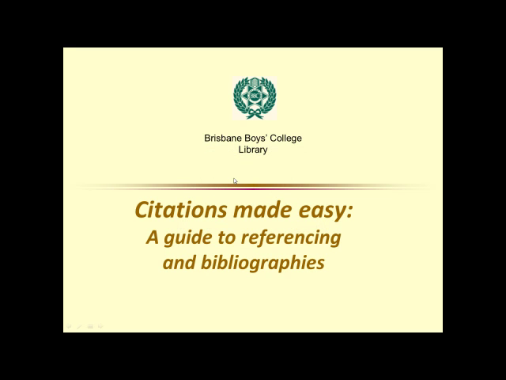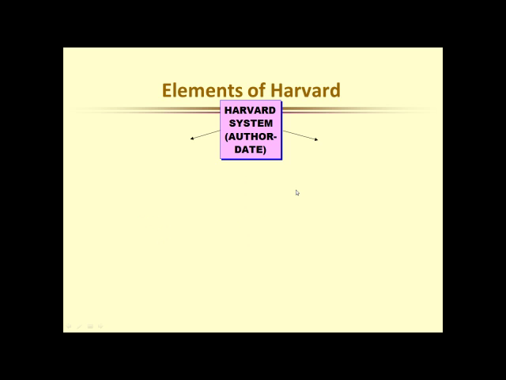This presentation will help you understand how to complete the referencing and bibliographic details which are an academic requirement for research assignments. More detail is found in your blue bibliography book, which is on your book list and which you should have purchased. The style of referencing which we use at BBC is called the Harvard method, which is a very popular and simple author date system.